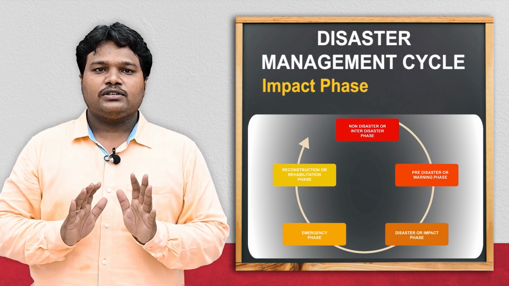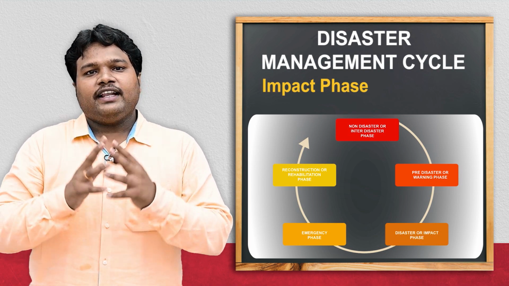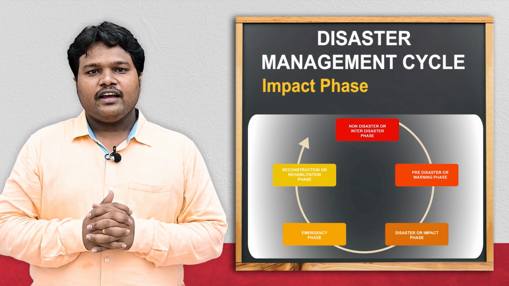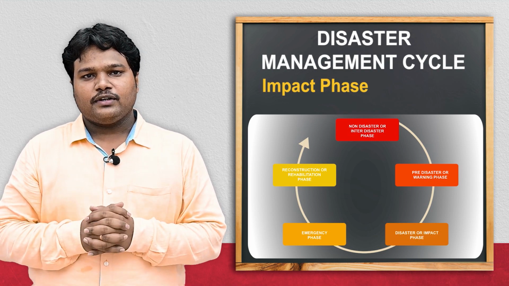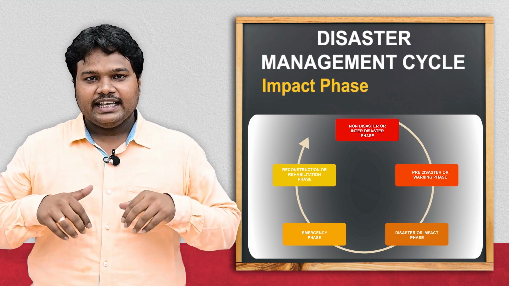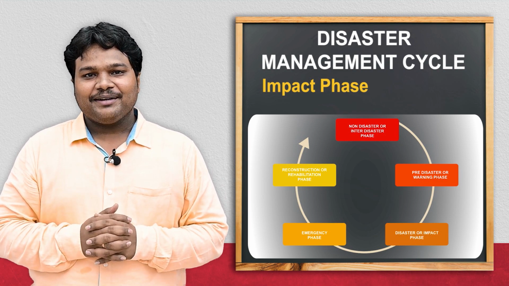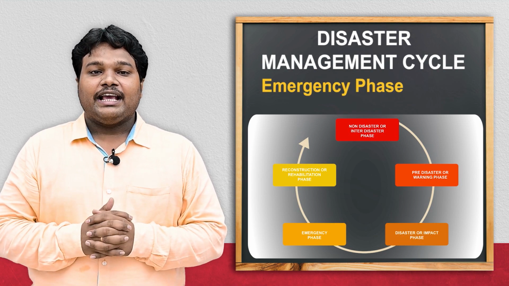Till the disaster goes, we have to sit calmly and experience the effect on the community population. The best example is that we are now experiencing corona, and I am going to explain the disaster in this way. So this is the experience of disaster by the community population. And the next one is the emergency phase.